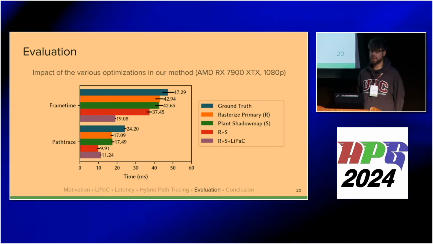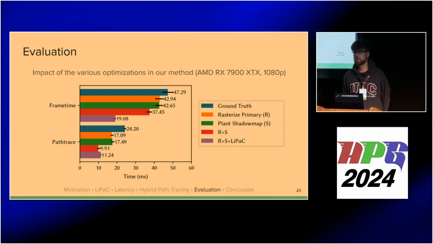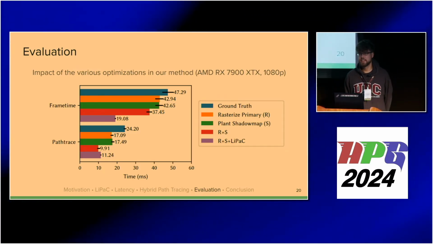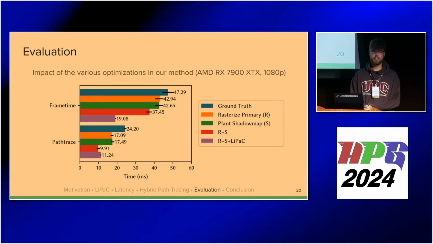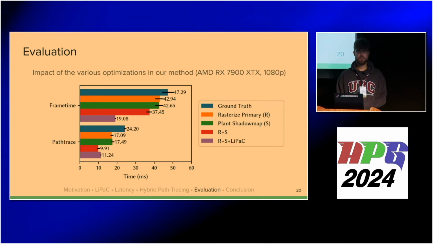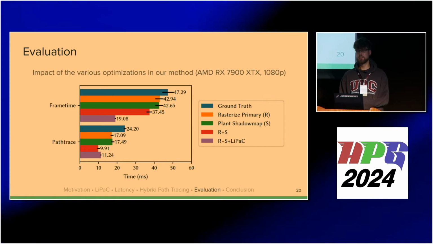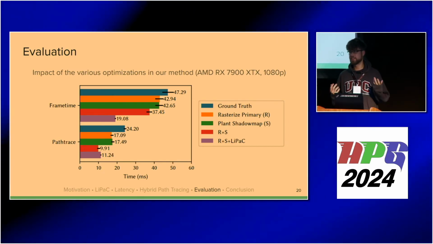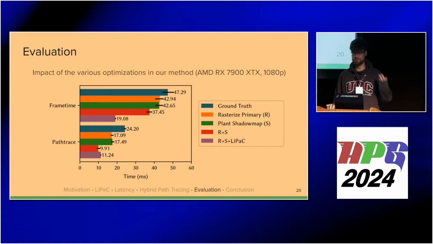If you now have a look at the different optimizations that we propose in our paper, we can see that with all of them applied, we can actually reduce the path tracing time from almost 50 milliseconds to below 20 milliseconds. And this is really the difference between real-time rendering and not real-time rendering, right?